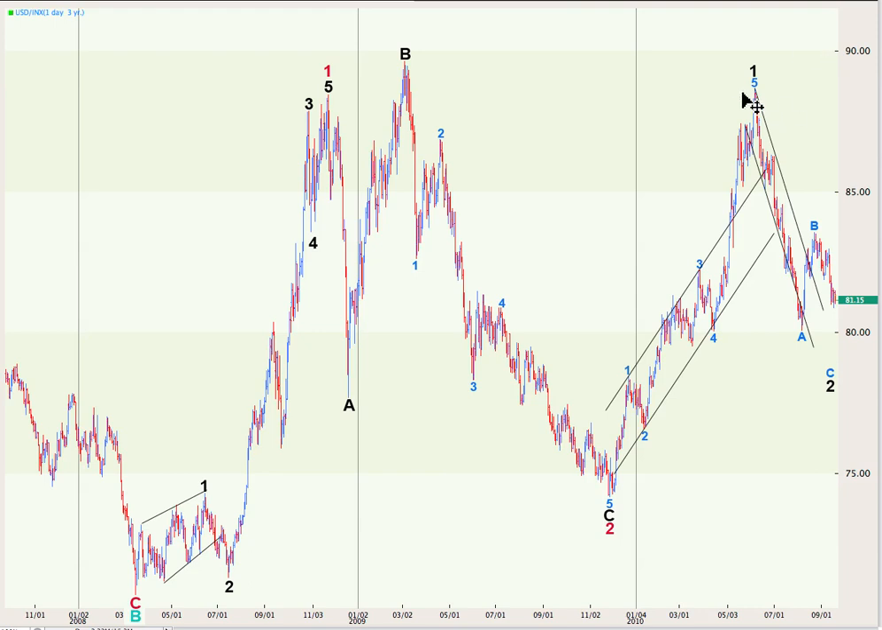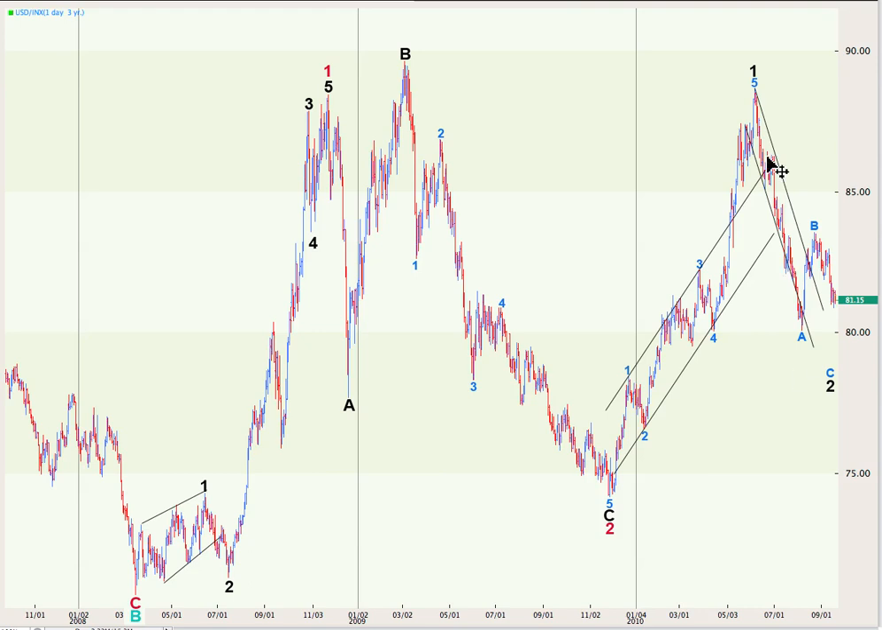120.59, where it reaches 2.618, the length of primary wave 1. So from this point down here, primary wave 3, with its 1, 2, 3, 4, 5 waves at intermediate degree, may reach about 120.59. So that's a long-term target for you.